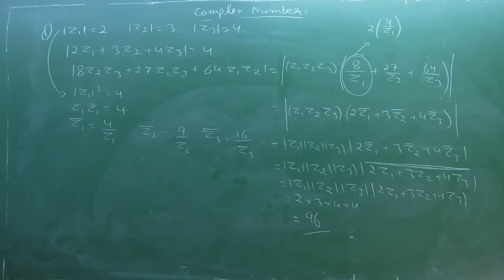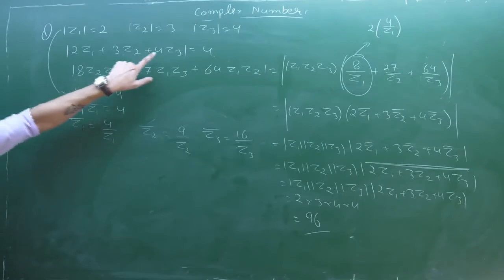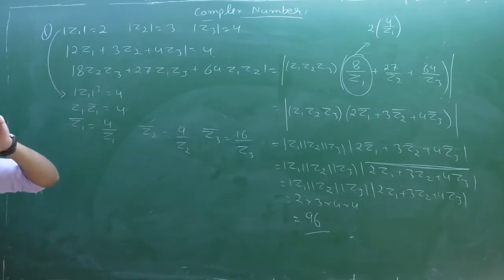Okay, all right. So the next question is, okay, just leave it. So the next term is, Praveen, then how is the second statement of the question? Praveen, why? We have mod of 2z1 plus 3z2 plus 4z3 as 4. Okay, all right.